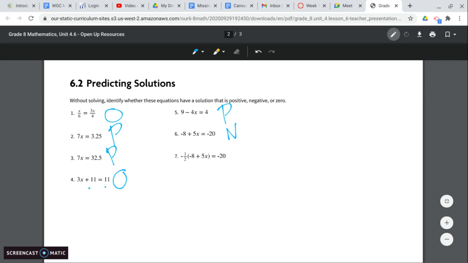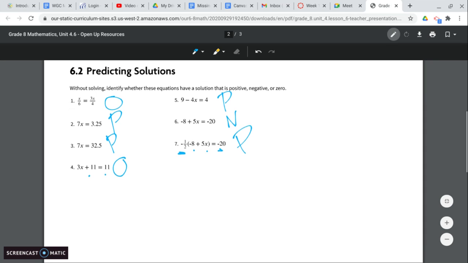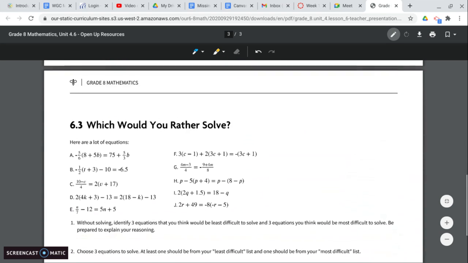All right, and this last one here, we've got negative 1/2 times negative 8 plus 5x equals negative 20. So if we think about this negative here on the 1/2, it's going to go to both of these things. So it'll make the 8 positive, but it'll change the 5 to a negative. So then when we divide, it's going to end up canceling out the negative here on the 20, so it'll be positive. So we can use clues like this to help us in understanding what kind of solution we're going to end up with. So that helps us make sure that we have the right solution.